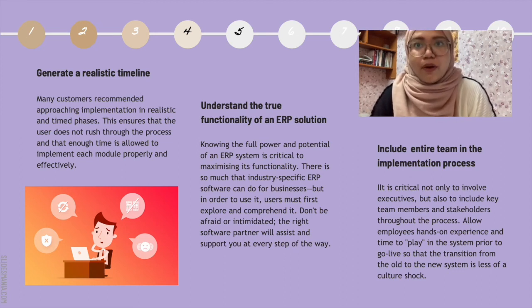The next one is understand the true functionality of an ERP solution. Knowing the full power and potential of an ERP system is critical to maximizing its functionality. There is so much that industry-specific ERP software can do for businesses, but in order to use it, users must first explore. And the last one is include the entire team in the implementation process.